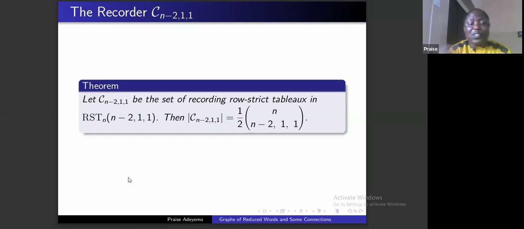So now the question is, if you denote by D, C n minus 2, 1, 1, the set of recording row strict tableaux of this shape, then the cardinality of it will be only half of the number of the row strict tableaux that we have. For example, now I think I have an example here.